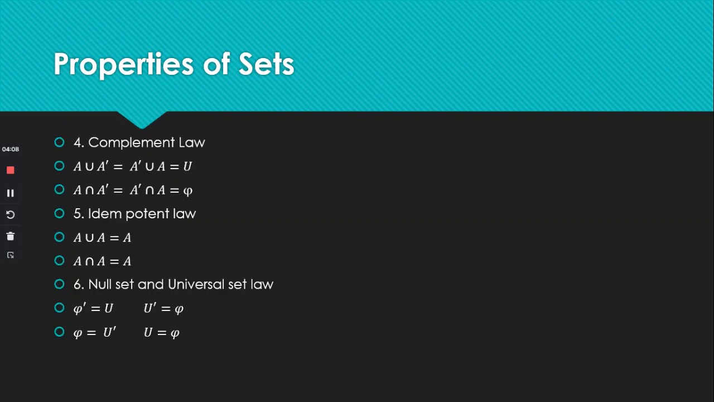Then we go for the complement law. The complement law is basically what we also covered in the complementary sets and their properties. But here, A union A dash is equal to A dash union A is equal to the universal set U. As I said before, it doesn't always have to be P. In this example, it's A. It can be any variable, as I've said before.